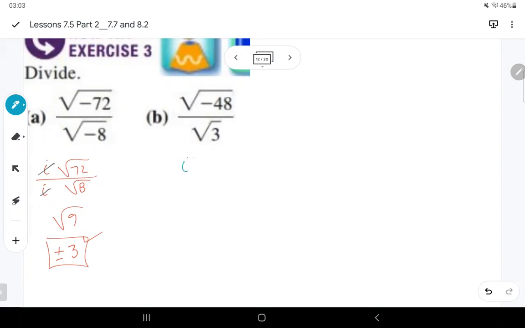We're going to bring the i out. Square root of 48 divided by square root of 3. Well, that's i square root of 16. So that'll give you ±4i.